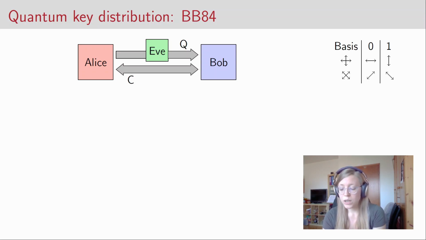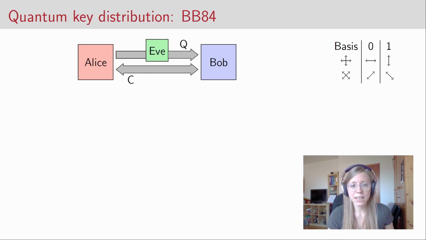Then, of course, we have an adversary. There's Eve. She has access to the quantum channel where she can manipulate states that are sent via the quantum channel. She can also listen to the classical channel because the classical channel is a public channel. But she cannot change the messages that are sent over the classical channel.